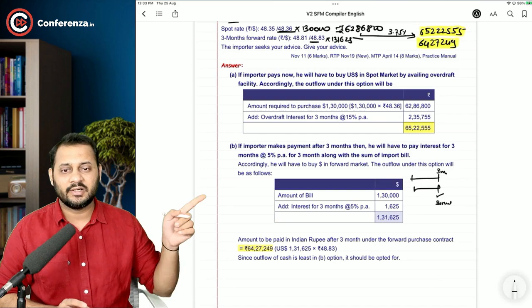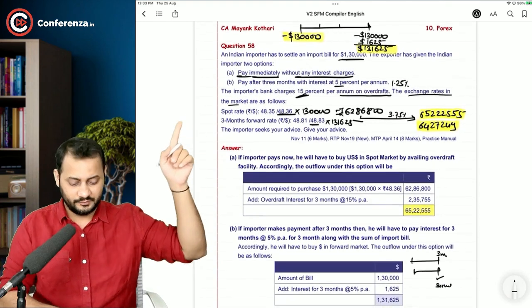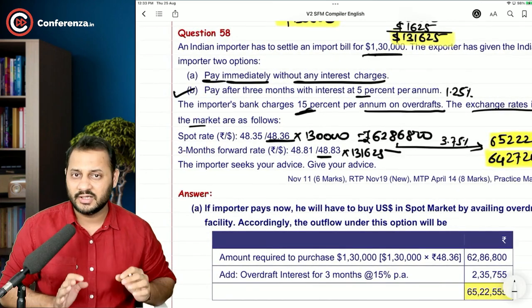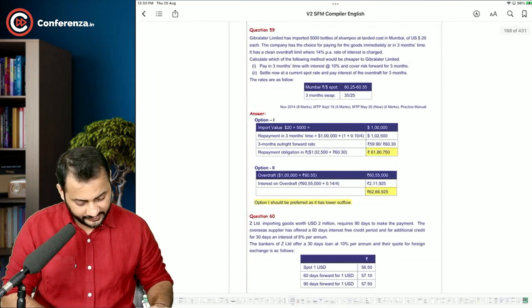So in this case, it's better to delay the payment. So this option is preferable: pay after 3 months because of the lower cash outflow. That's it. Move on to the next question, 58.